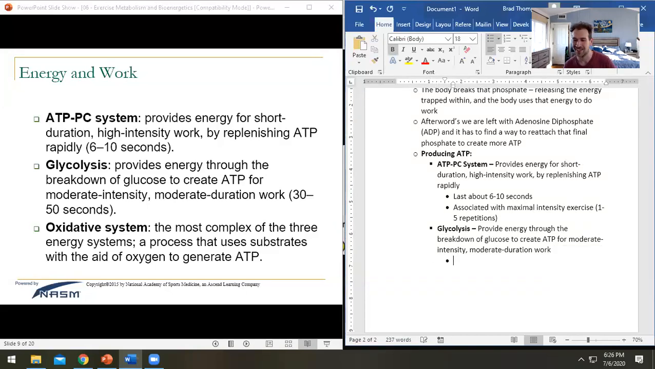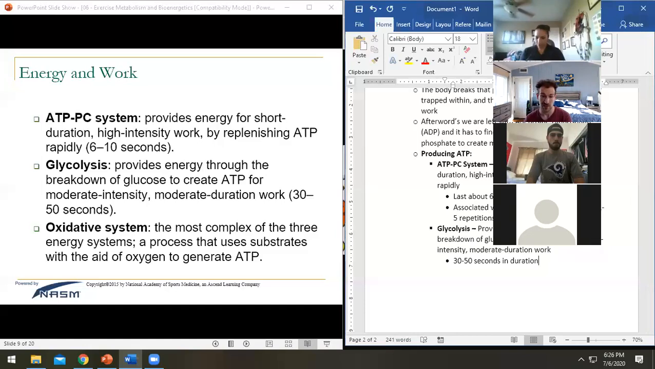All right, so this is going to be 30 to 50 seconds in duration. Now, if you're a bodybuilder, somebody who has a lot of muscle, you're probably pretty good at staying in glycolysis for a long time. Me, I'm a 30-second person. But if you've got a lot of muscle on your body and your body is really good at this, you might be a 50-second person. You might get it to last up to 2 minutes if you're really great at it.